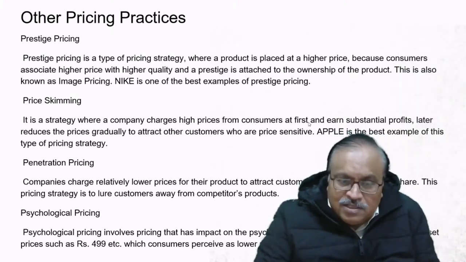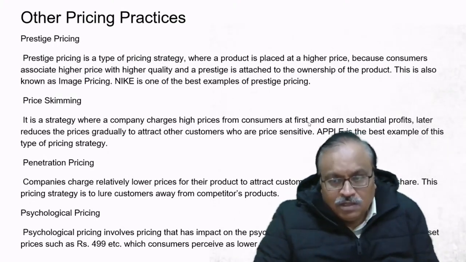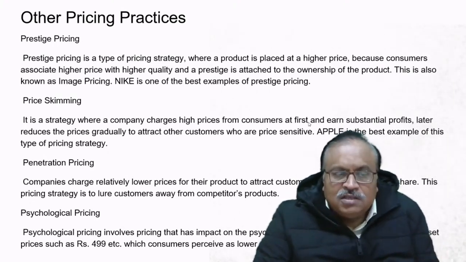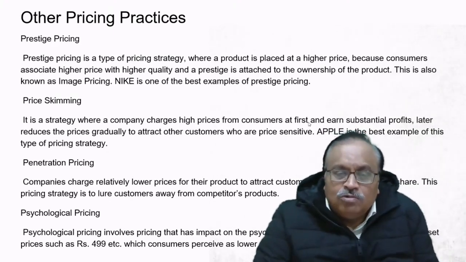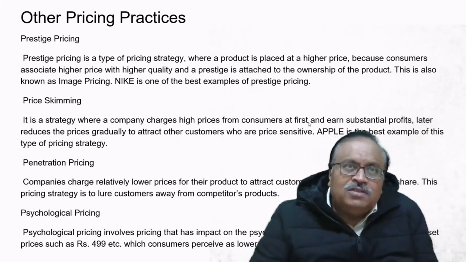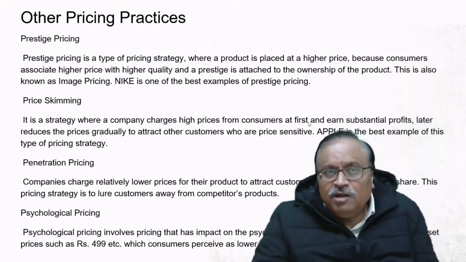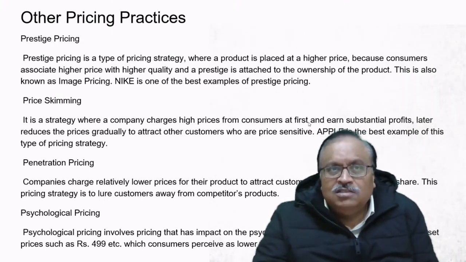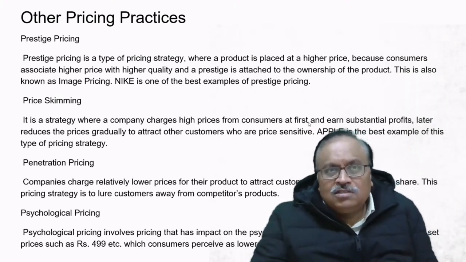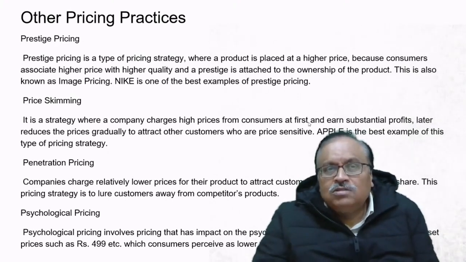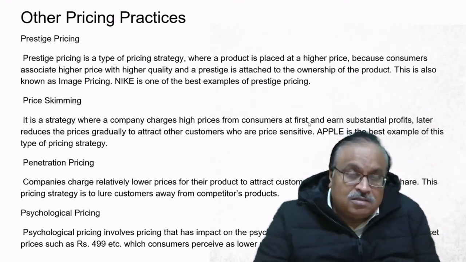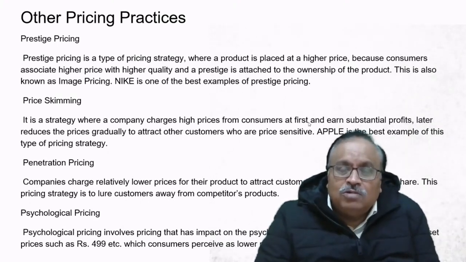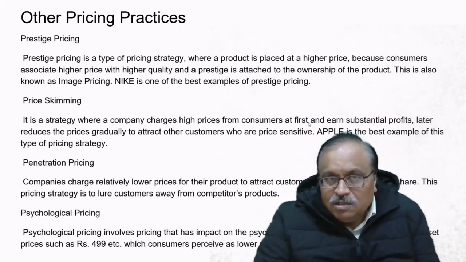Psychological pricing involves pricing that has an impact on the psychology of the consumers. So companies set prices such as rupees 499, 599, 799, 1012. So actually what happens is that it is made to look like 500 rupees if you are charging, say, 491. So it's just a discount of 9 rupees. But then it looks in the bracket of 4, not in the bracket of 5. So this is psychological pricing just to attract the customer. So basically the pricing is there to attract the customers to the company's fold.